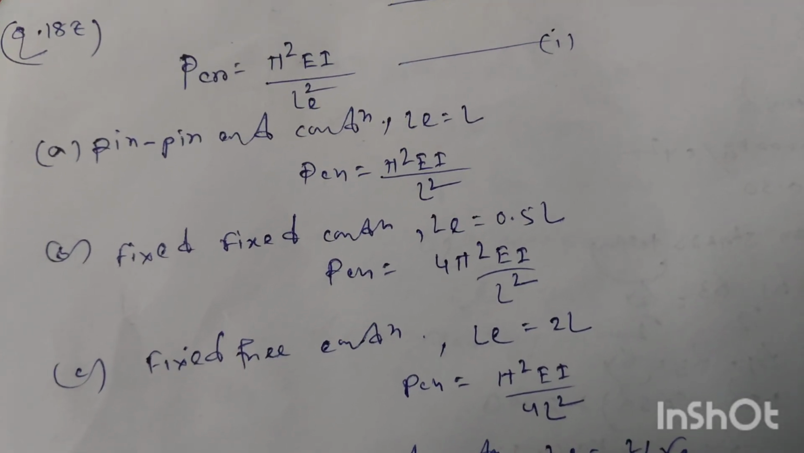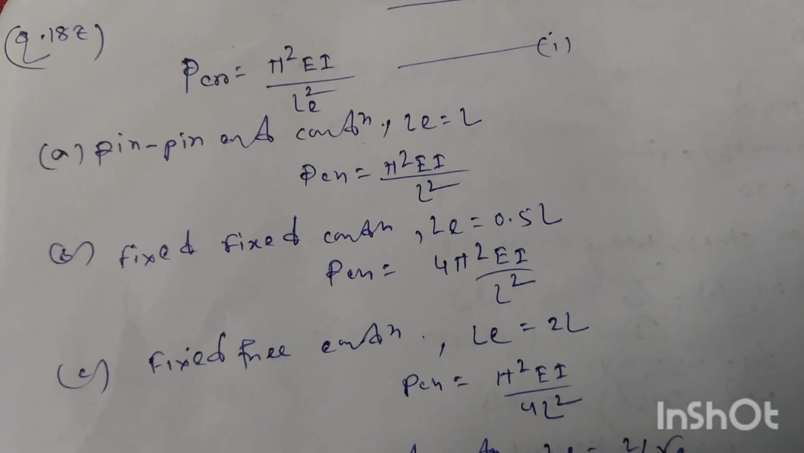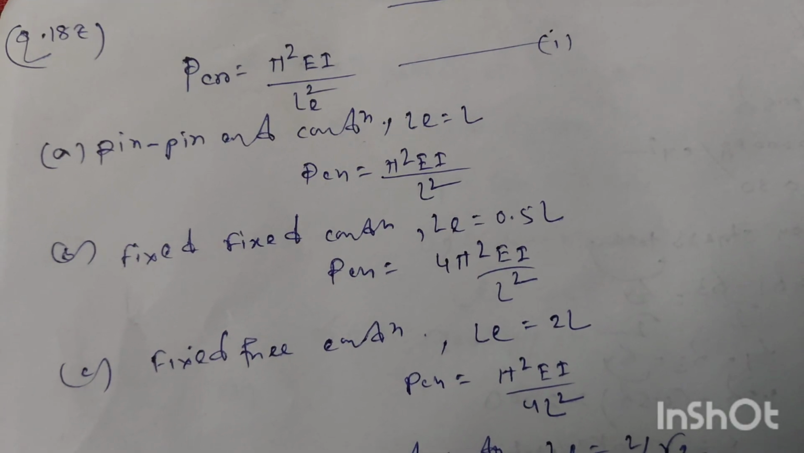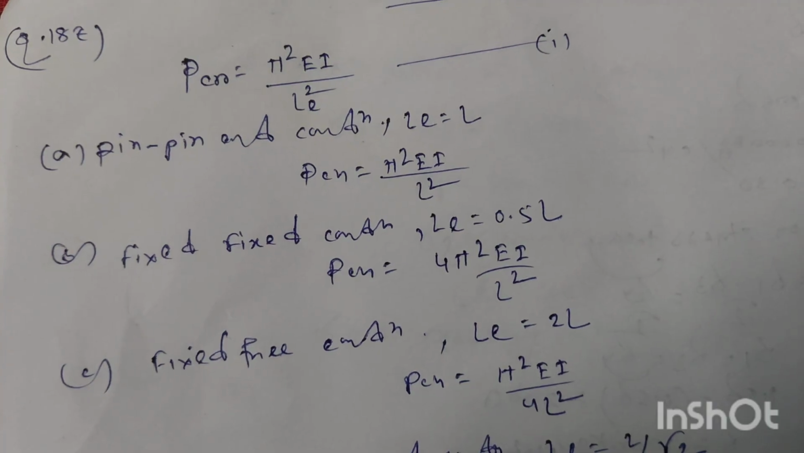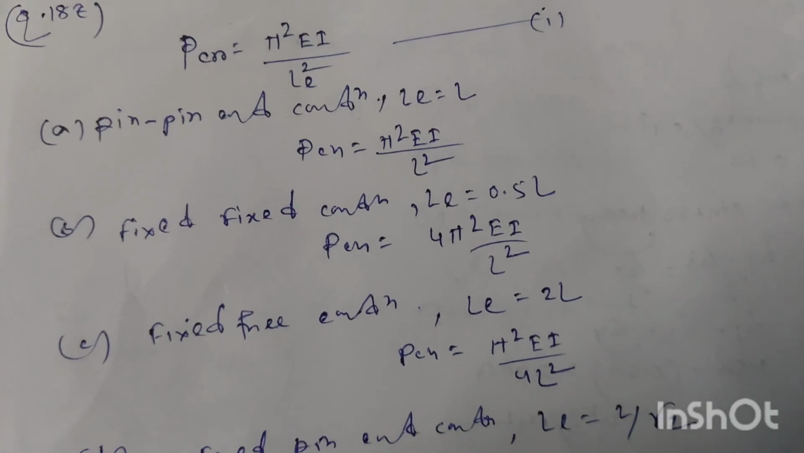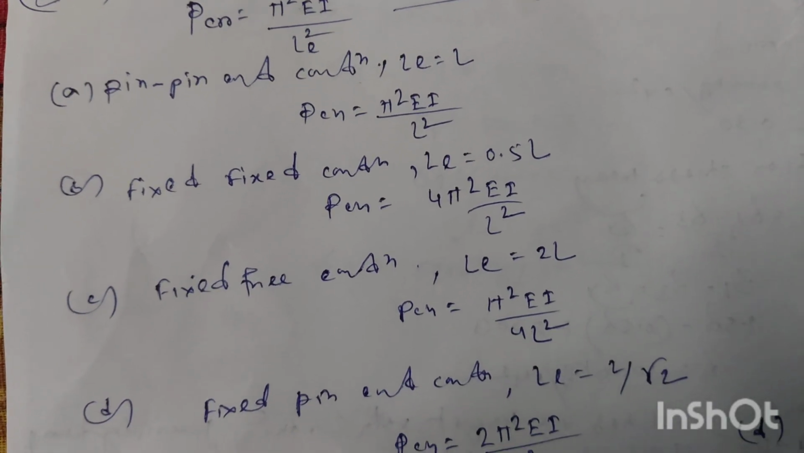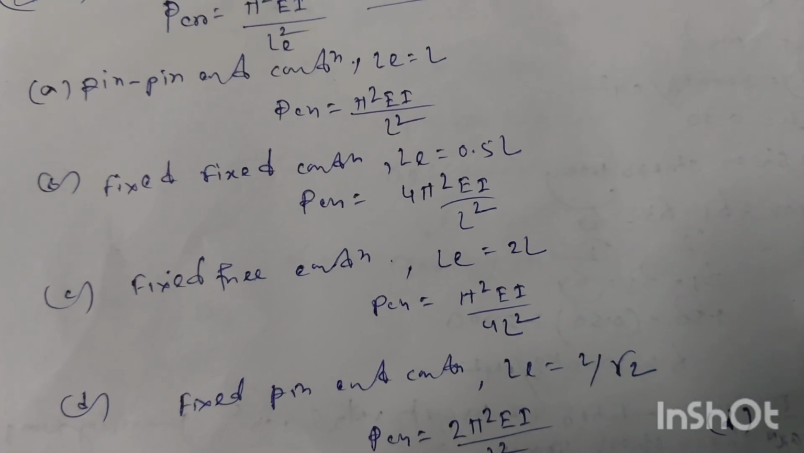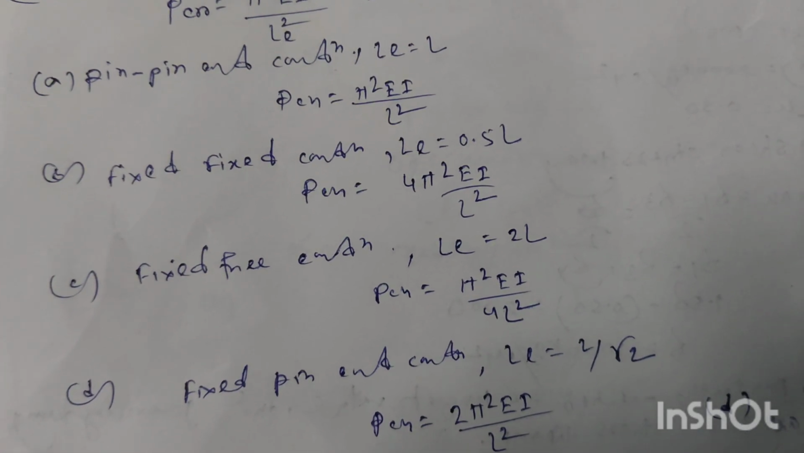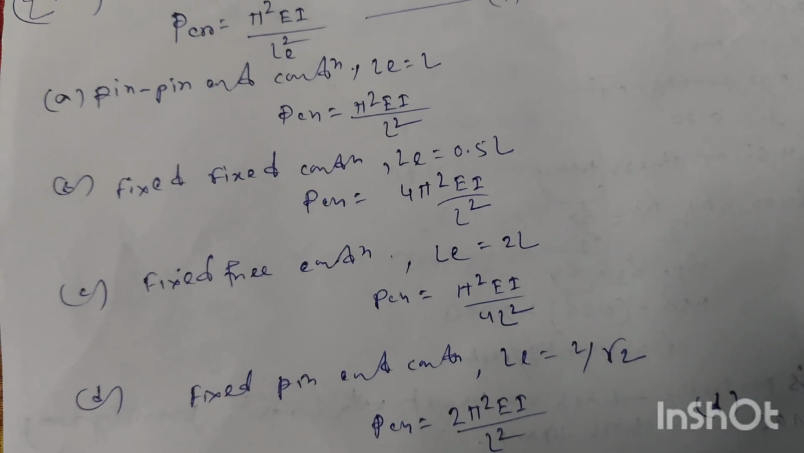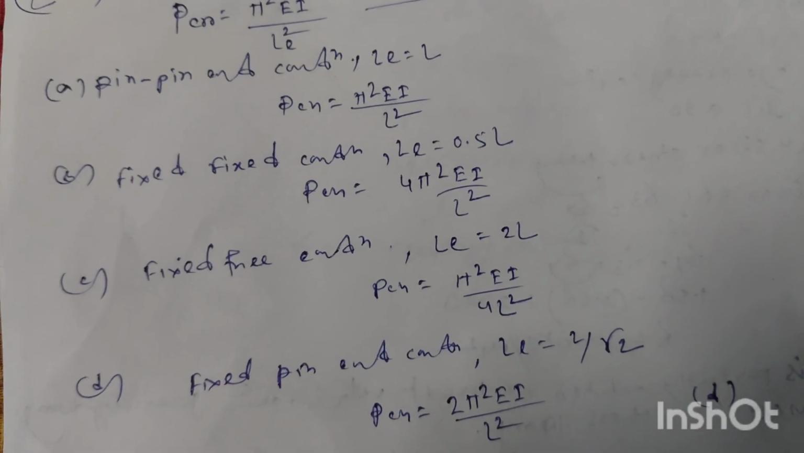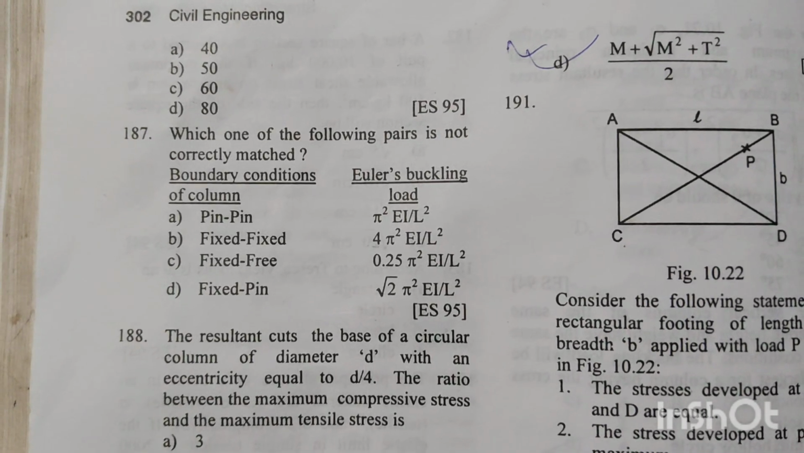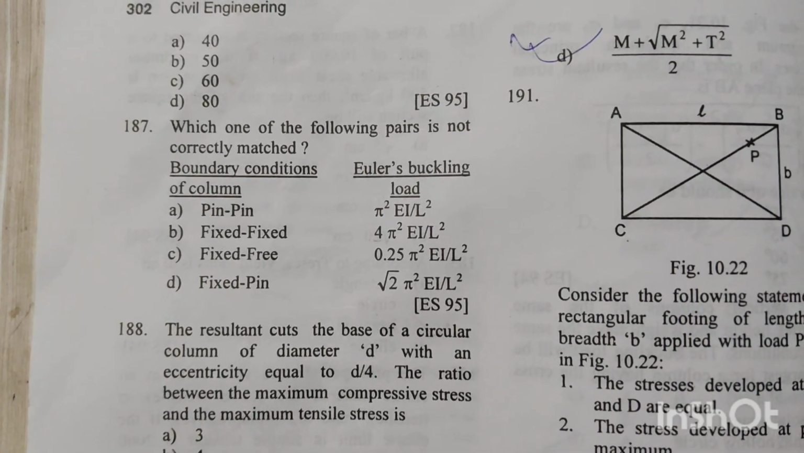Now if the column is in fixed free condition, the effective length LE will be equal to 2L. So the crippling load value PCR will be equal to pi square EI by 4L square. And if the column is in fixed pin end condition, the effective length LE will be equal to L by root 2, and the crippling load PCR will be equal to 2 pi square EI by L square. So from calculation it can be said option D is not correctly matched.